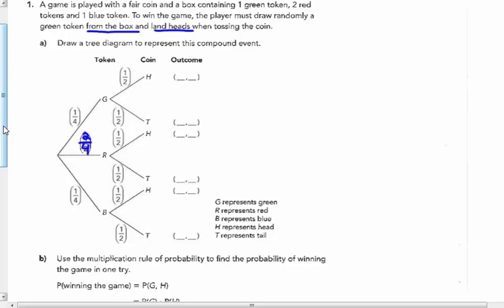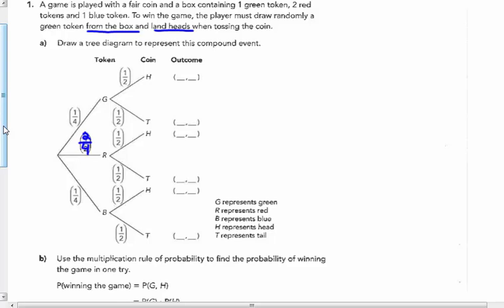Then the heads or tails, that probability is exactly the same. Heads 1/2 of the time, tails 1/2 of the time. So you can see those fractions on the tree diagram. We're now going to be adding our fractions to the tree diagrams. So draw a tree diagram to represent this compound event.